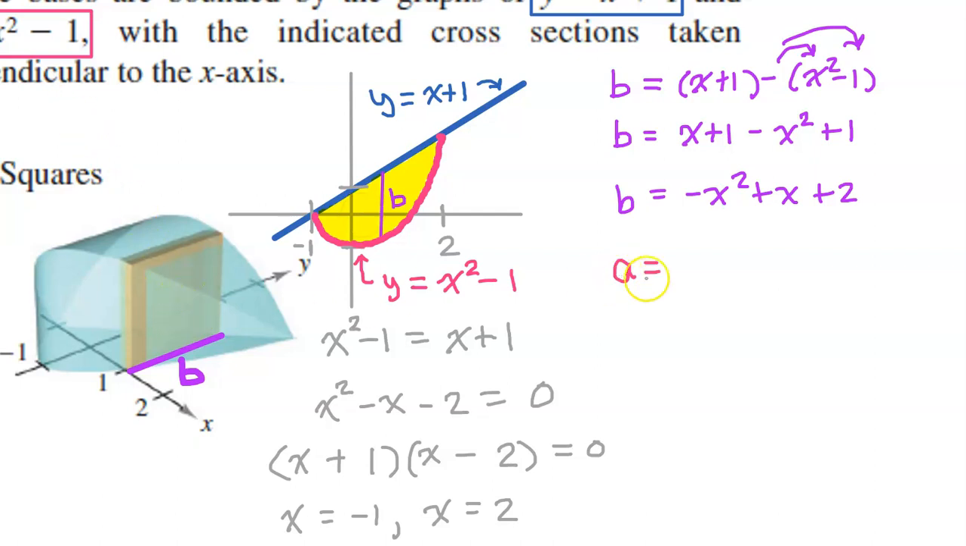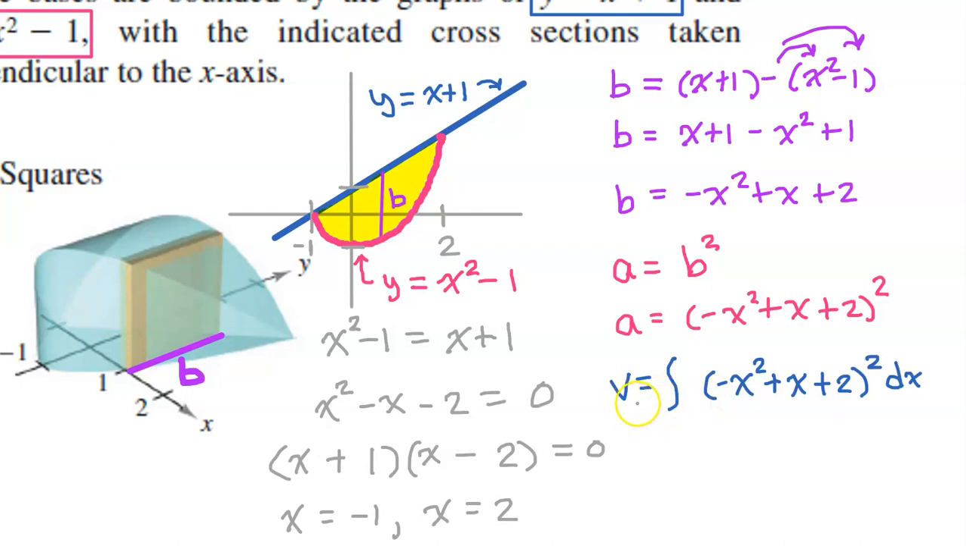Step 2 is to find an expression for the area of each slice. In this case, each slice is a square with base b. So the area will be b squared. But we already have an expression for b. So that means the area will be this trinomial squared. So negative x squared plus x plus 2, squared.